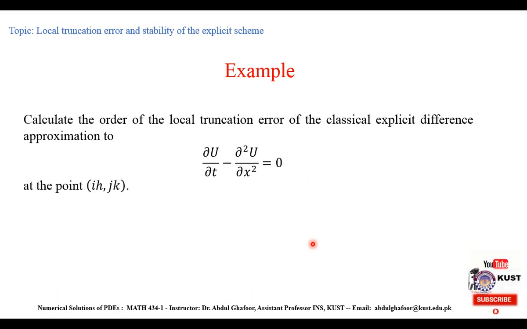Now we consider an example to show how one can compute the order of the local truncation error. In this example, we consider the heat equation and calculate the order of the local truncation error of the explicit difference approximation to partial u by partial t minus partial square u over partial x square equal to 0 at the mesh point.